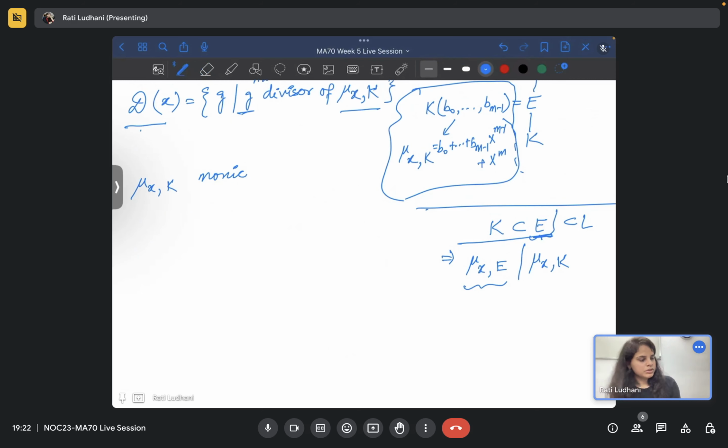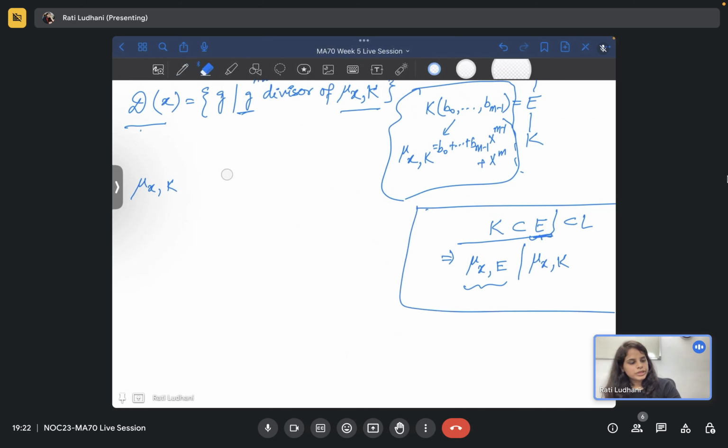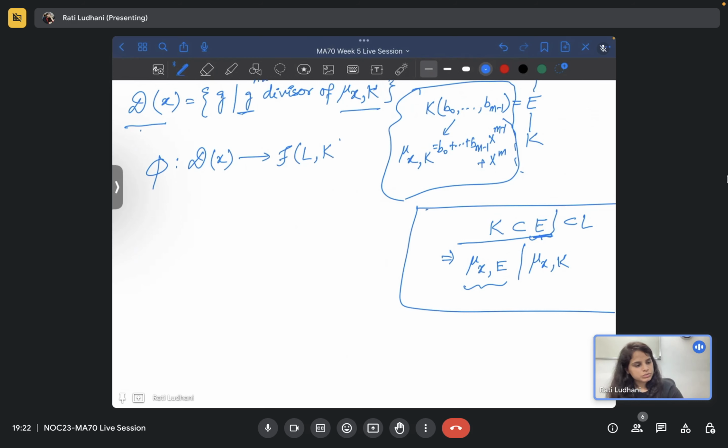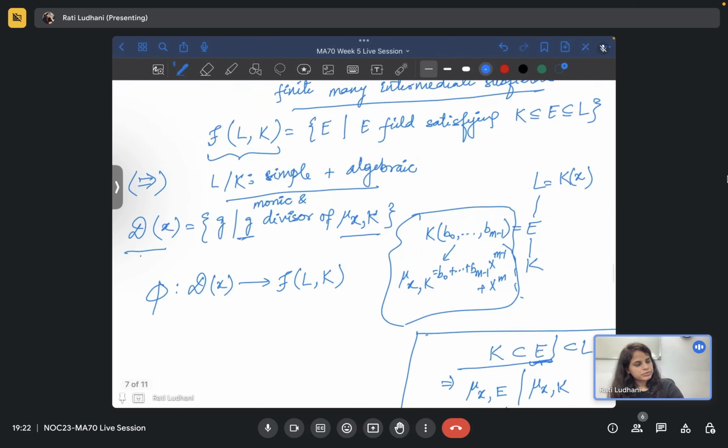Okay, so let's see what we have now. So monic and divisor. Now let's define a map. Let's say phi from dx to J L comma k. So this is the set of all the fields, all the intermediate fields.